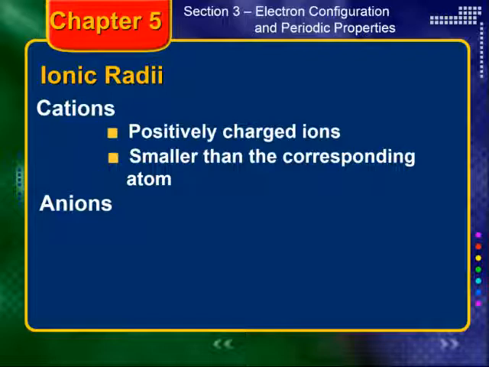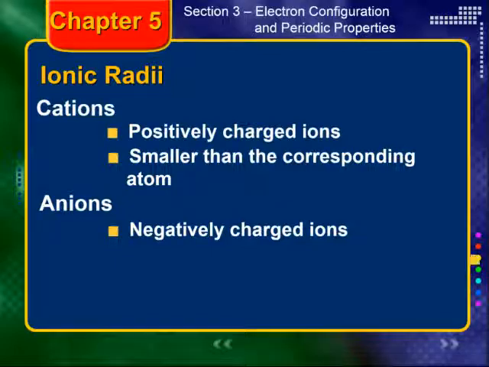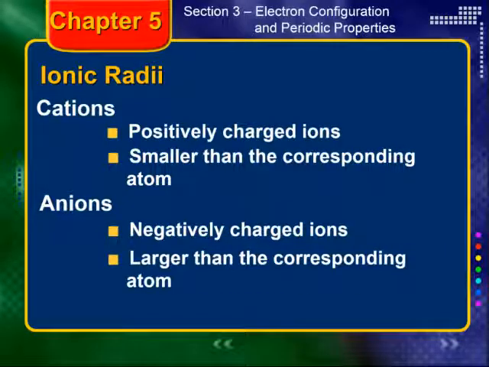That's for a cation. For an anion, we're looking at negatively charged ions. We're gaining electrons, and we see that an anion is going to be larger than the corresponding atom, meaning whatever atom is gaining these electrons, once it gains them, it's going to have a larger radius. It's going to be a bigger atom.